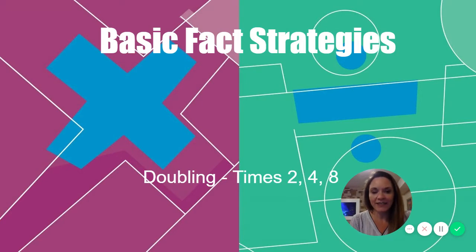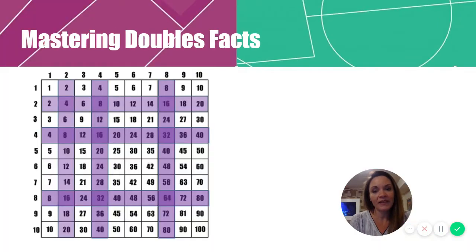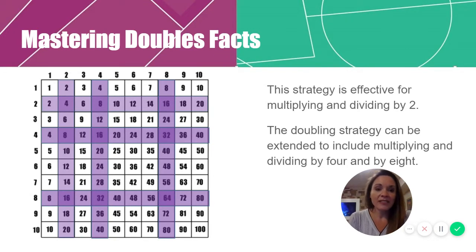And for today's lesson, we will be exploring the basic fact strategy of doubling for multiplication and division. Our doubling facts include times 2, times 4, and times 8. This strategy is effective for multiplying and dividing by 2, and it can be extended to include multiplying and dividing by 4 and 8. Notice the multiplication chart on this page.